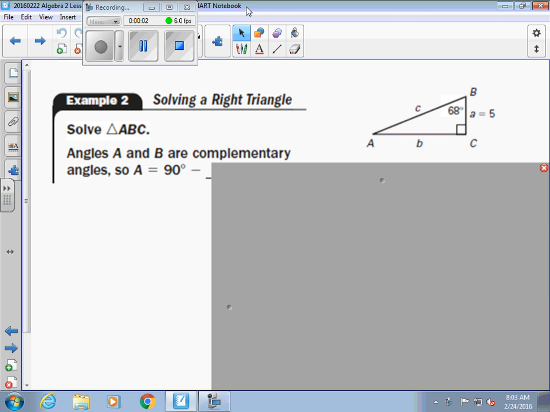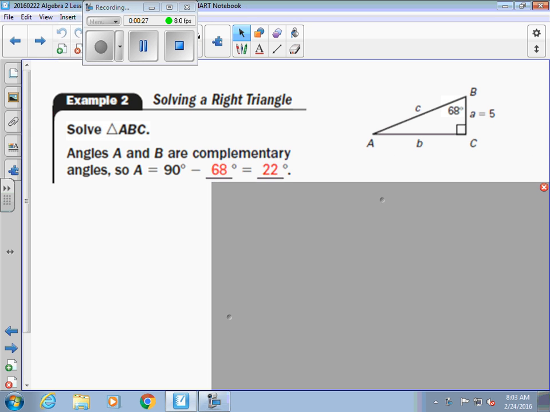This is Algebra 2, Lesson 13.1, picking up on part number 2, solving right triangles, example number 2. It says solve triangle ABC. Angles A and B are complementary, which means that they add up to 90 degrees. Supplementary was that other word you learned. Supplementary means they add up to 180 degrees. So it says A and B are complementary.